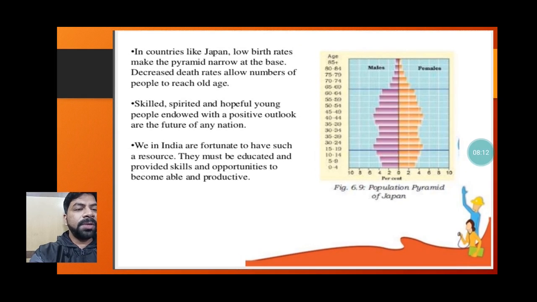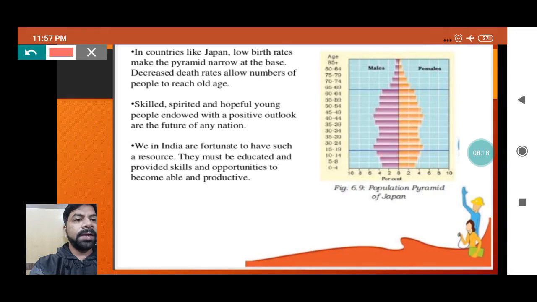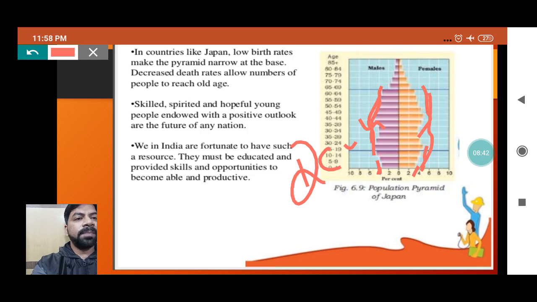This is the population pyramid of Japan, and you can see they have a larger working age group here in Japan. They control their population and do not have a very high rate of birth. The downside shows the birth rate, and as you can see, people are growing up. Their working age group is more in number, more in percentage. That's why such countries come in the list of developed nations.